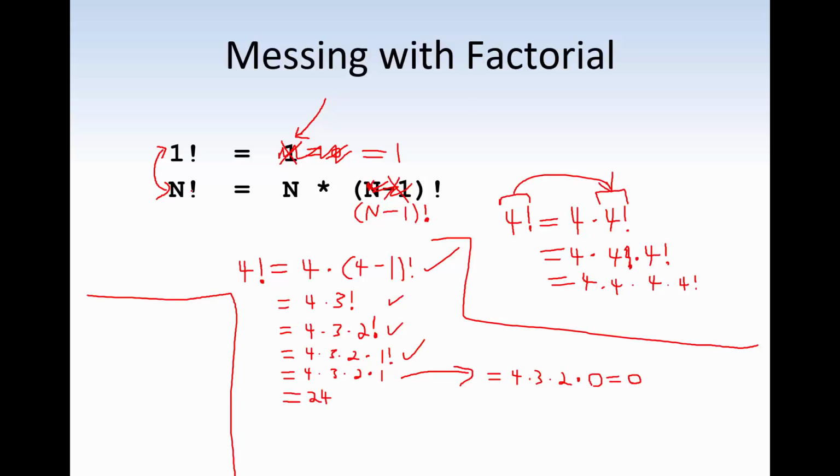But what happens if these were flipped, right? What if I have n factorial equals n times n minus 1 factorial, and then 1 factorial equals 1? What if I had those flipped so that I checked the n factorial one first? Well, let's take a look at that. So let's say we had 4 factorial, and we were trying to compute the value of that.